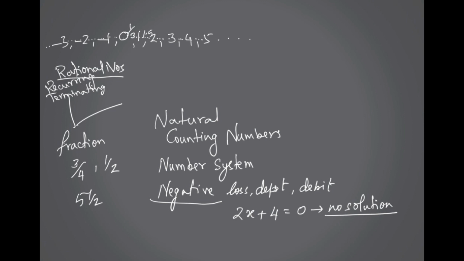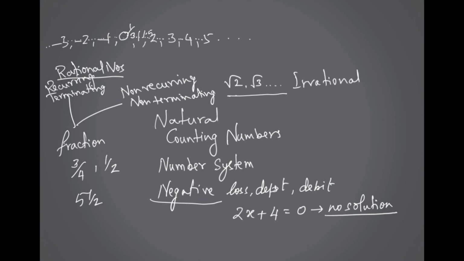And there are other fractions which had non-recurring and non-terminating decimals. A very good example for this is square root of 2, square root of 3. When they started using the Pythagoras theorem, and when they started getting square root numbers, they named these irrational numbers, because they are called surds as well. Irrational numbers are just the opposite of rational numbers. Rational numbers are recurring and terminating decimals, whereas irrational numbers are non-recurring and non-terminating decimals.